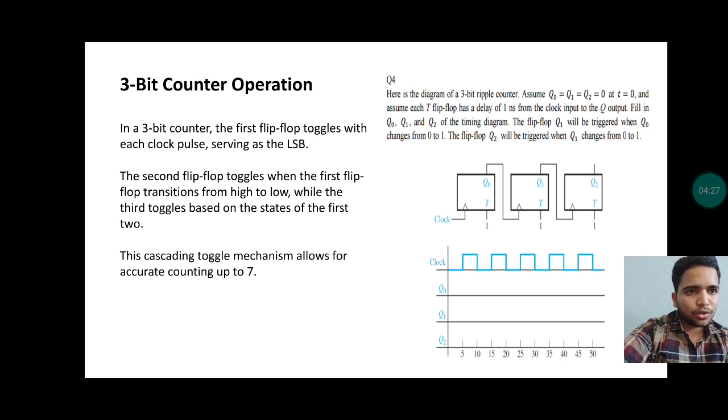Assume Q0 equals Q1 equals Q2 equals 0 at T equals 0, and assume each T flip-flop has a delay of 1 ns from the clock input to the Q output. Fill the Q0, Q1 and Q2 of the timing diagram. The flip-flop Q1 will be triggered when Q0 changes from 0 to 1. The flip-flop Q2 will be triggered when Q1 changes from 0 to 1. Here the clock shows the flip-flops.